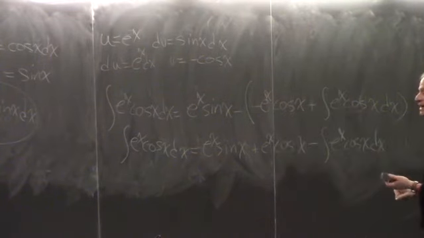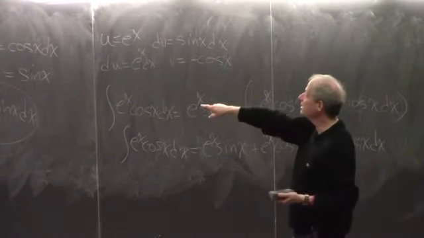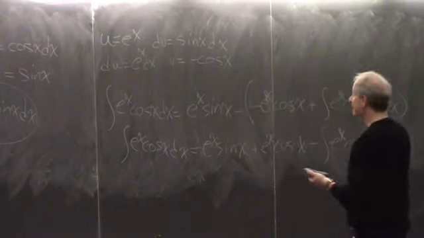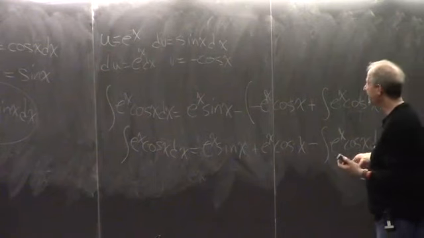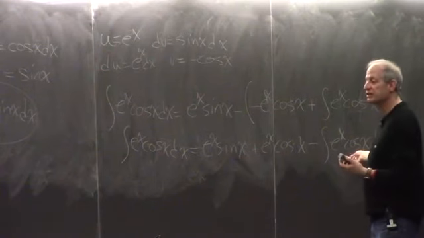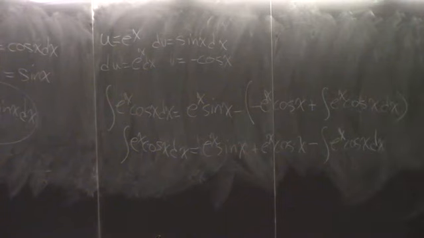So now you say to me, but wait a second, I'm back where I started. Right? I had an e to the x cosine x, I turned it into e to the x sine x, and now I'm back to e to the x cosine x. This is wasting time. I'm just going around in circles. So then you go, but wait, this is minus the integral of e to the x cosine x. So why don't I just add that integral back to the other side? Yes, you can do that. What do you mean you can do that? I'm going to do it.